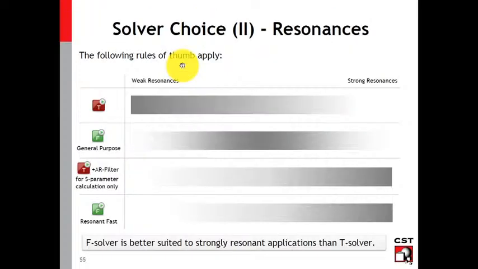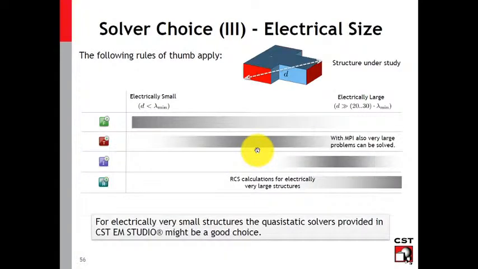And here are some tables. For example, if you have weak resonance, the time solver is better. Strong resonance? No, do not go with this, go with resonant fast for frequency. For AR filter, for S parameter calculation only, time domain. But for general purpose, frequency. It's the middle between strong and weak resonance. So depending on the application, you will choose the type of solver to use.